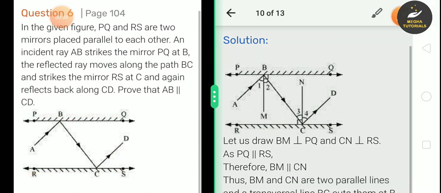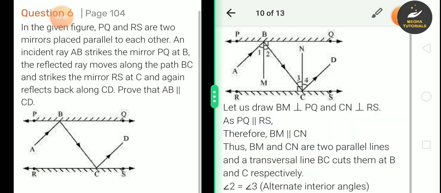Okay. So the construction is: draw BM perpendicular to PQ, that means this line BM is perpendicular to PQ, and CN perpendicular to RS, it means this part. Now it is given that PQ is parallel to RS. It means BM is parallel to CN, because the angles between BM and PQ, and CN and RS, are equal, that is 90 degrees. Therefore we can say that BM is parallel to CN.